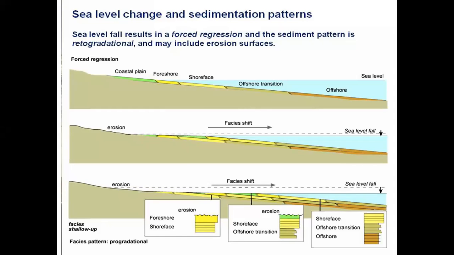But here you cannot find the erosion because this is below the erosional level of occurrence. And here again, offshore deposits are overlain by offshore transition, and shore face, with some textural change in the grains as well as in the rock types.